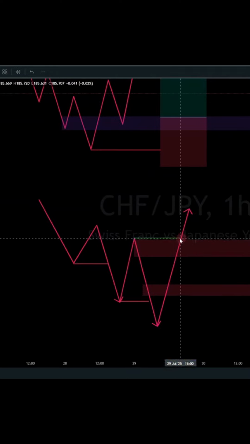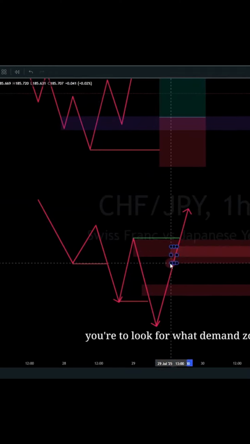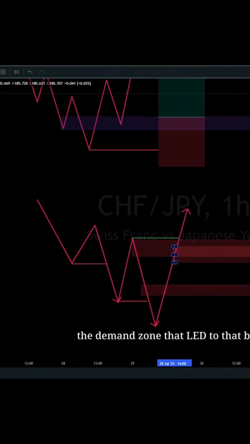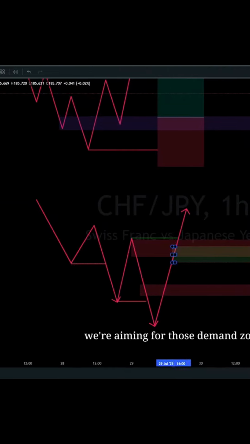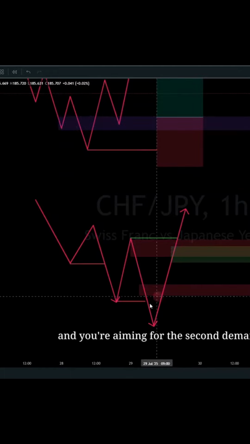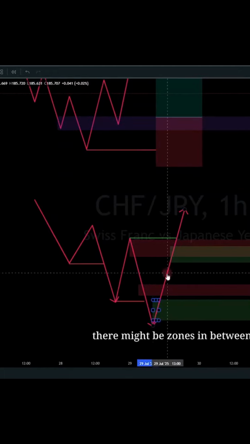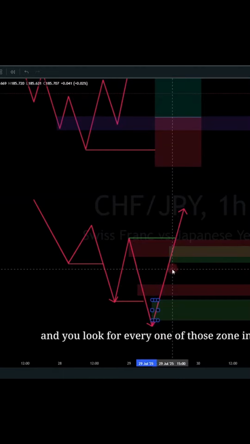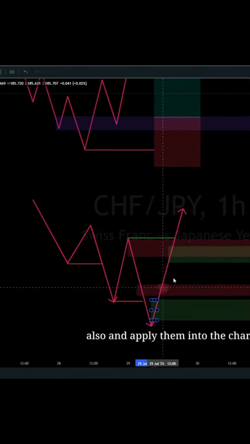Automatically, as a supply and demand trader, you have to look for what? Demand zone. The demand zone that led to that break. We are aiming for those demand zones, and you are aiming for the second demand zone, which is the extreme zones. There might be zones in between, and you would look for every one of those zones individually also and apply them into the chart.